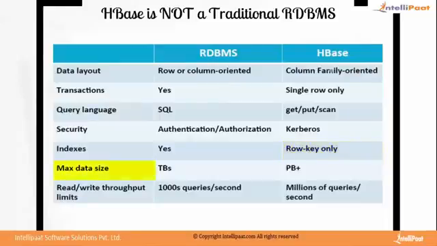The max data size that an RDBMS can handle is terabytes, and what Hbase can handle is petabytes plus. So when you have data in terabytes and you're looking at 1000 queries per second, RDBMS is a better choice. But when you have data at petabyte scale, RDBMS won't even cater to that requirement. And the read-write throughput is millions of queries per second. So that is how Hbase is different from a typical RDBMS.